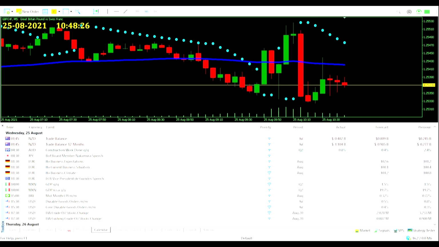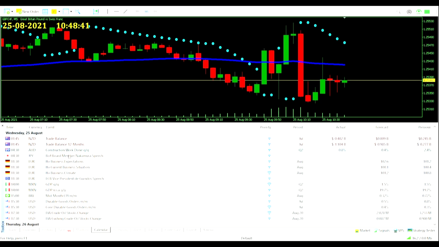Here's our economic calendar for the day. Not much been going on so far. A little bit of numbers, trade balance and construction work out of New Zealand and Australia respectively. Ahead for the day, again, nothing at all for the pound Swiss franc currency pairing.